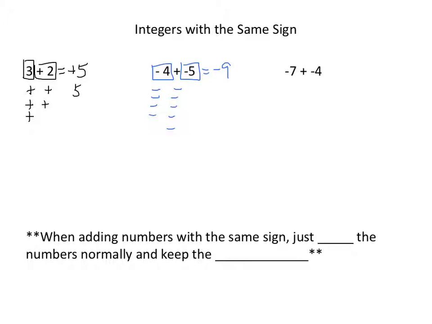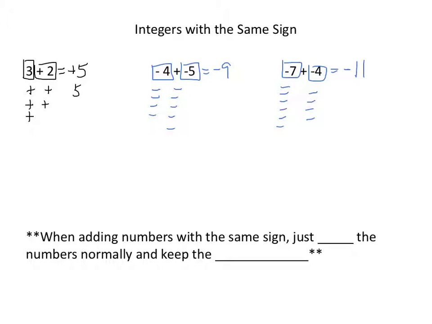Why don't you go ahead and try the next one on your own. So if we have 7 negatives, and we're adding 4 more, we now have a total of 11 negatives.